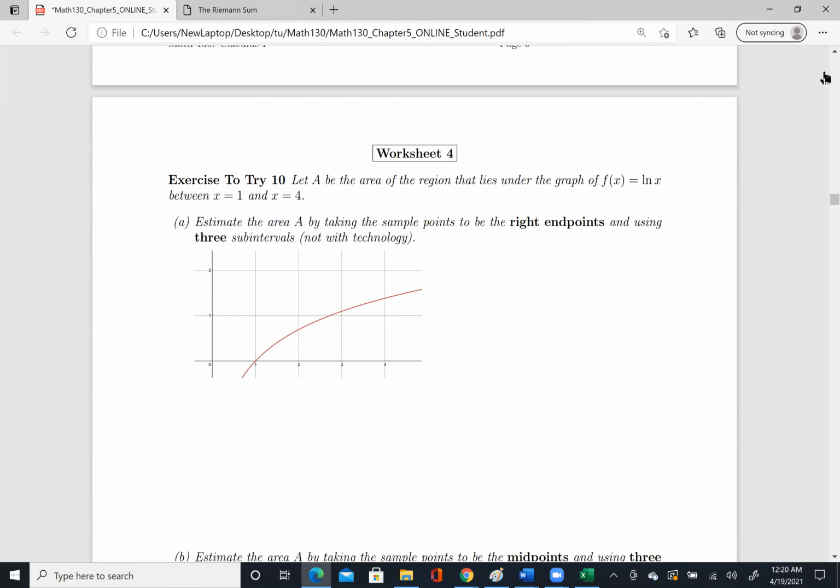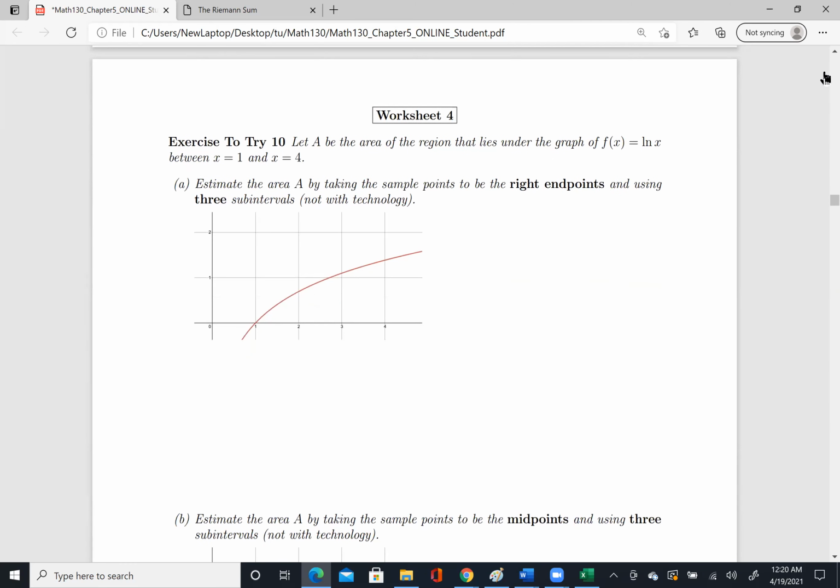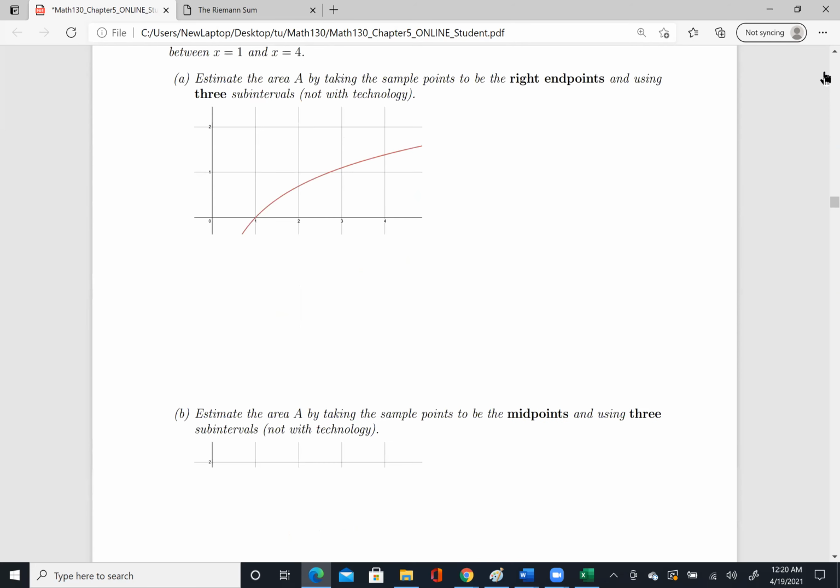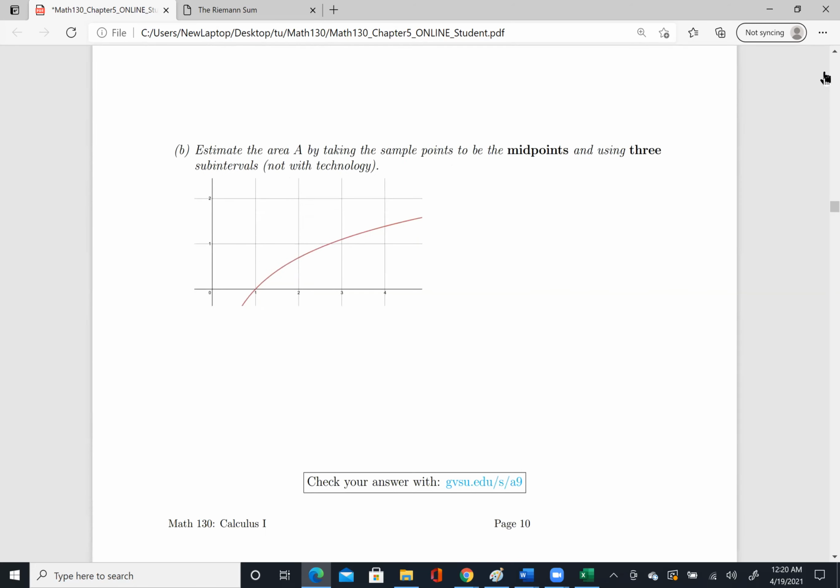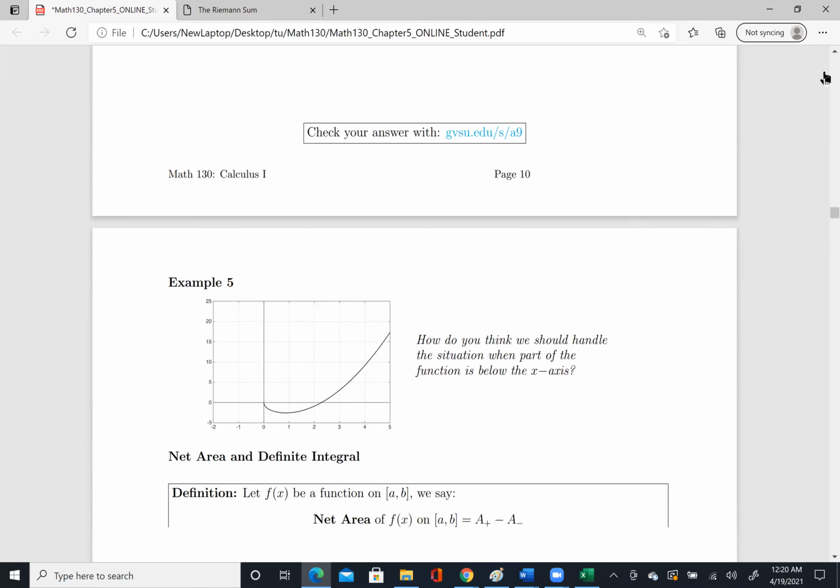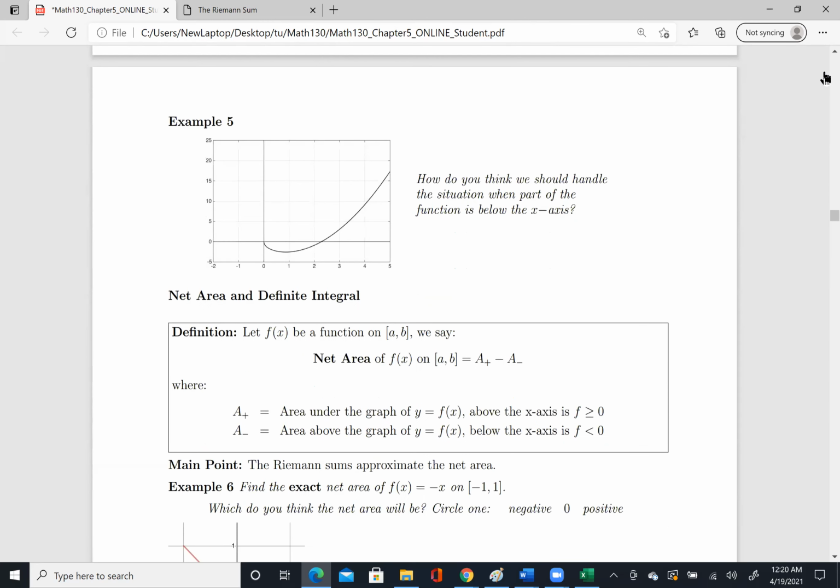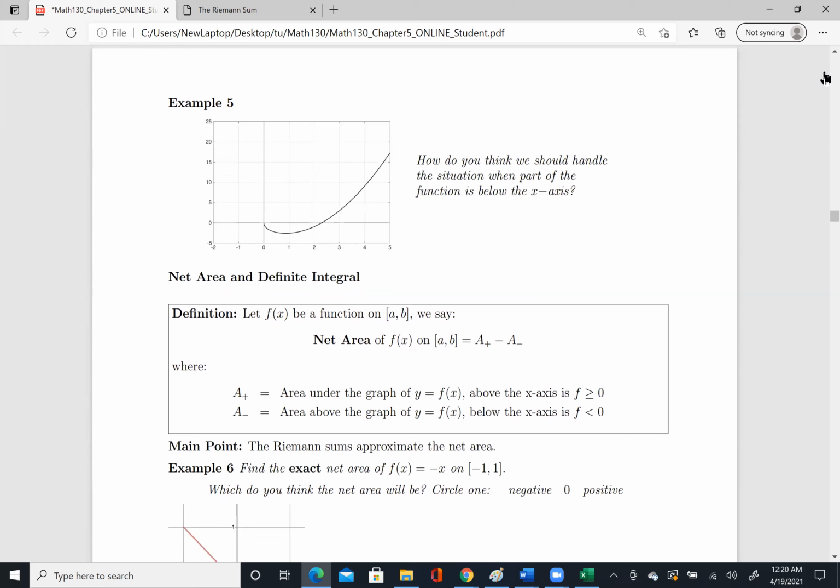In worksheet number 4, we have exercise number 10. I will let you guys do it in the class, parts A and B. And then we're going to move to example number 5 here.